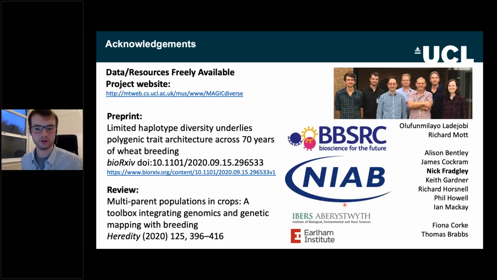Okay, so now I want to acknowledge some people. The construction of the population was started over 10 years ago at NIAB. And so these are some of the people that were involved in the conception and design and supporting different phases of the population. I've highlighted Nick Fragile, who I mentioned, who's also the first author for this preprint and led the phenotyping effort and went the extra mile with that to create a range of interesting phenotypes. This is my postdoc supervisor and lab mate at UCL. Fiona Cork at Aberystwyth provided some extra phenotyping data, while Thomas Brabs at Earlham performed the captures for the founders.